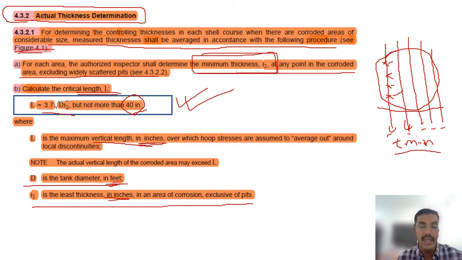So what will happen in the exam? Simple questions will come to find out the critical length, because it is an open book exam, not a closed book. They will give you the tank diameter, and the least thickness in inches, and you have to find out the critical length, where L is 3.7 root over D T2. Multiply D with T2 first, then take the root and multiply with 3.7. You will find the critical length. In any case, if you get a critical length more than 40 inch, you have to consider 40 inch only. You have to remember it.